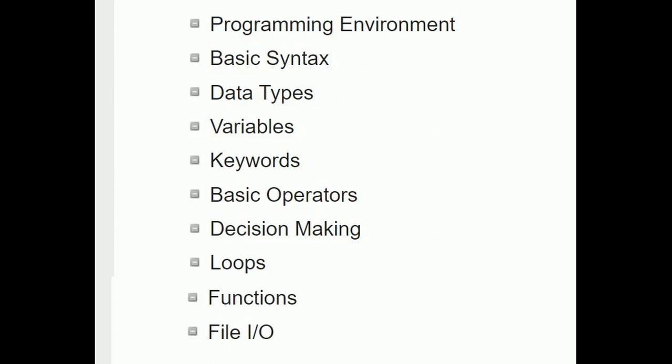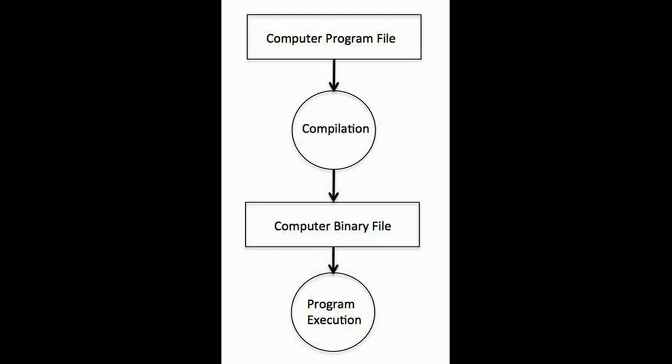Let me take you through the basics of those elements and make you comfortable to use them in various programming languages. These basic elements include programming environment, basic syntax, data types, variables, keywords, basic operators, decision making, loops, functions, file I/O. Programming environment: setting up the environment on the developer's system to start with the development. This includes an editor and compiler or interpreter for the language of choice.